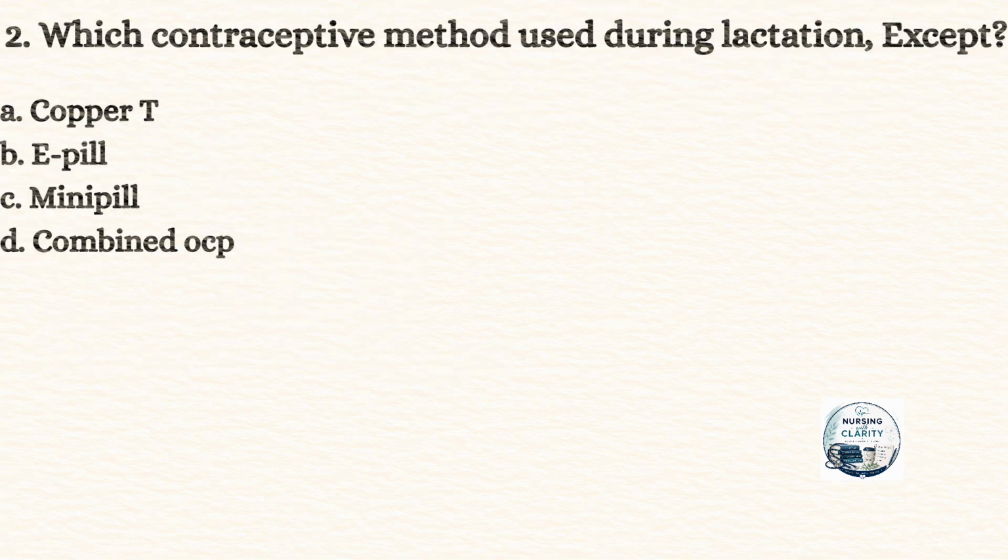Question number 2. Which contraceptive method used during lactation except? Option A. Copper T, option B. E-pill, option C. Mini pill, option D. Combined OCP. Correct answer is option D. Combined OCP. Estrogen containing pills like OCP should not be used during lactation because it depresses lactation.